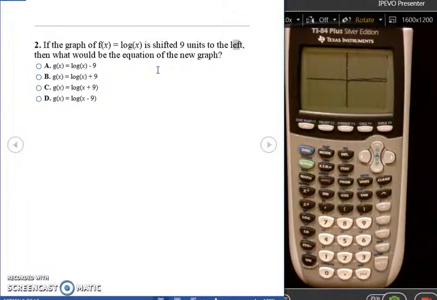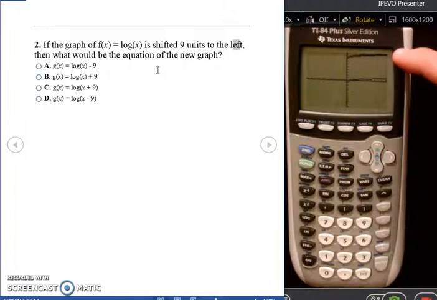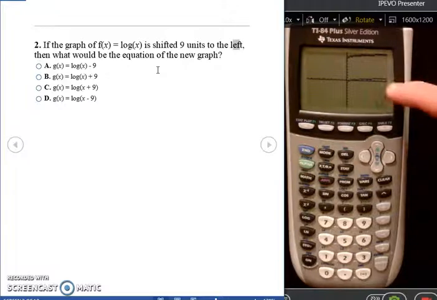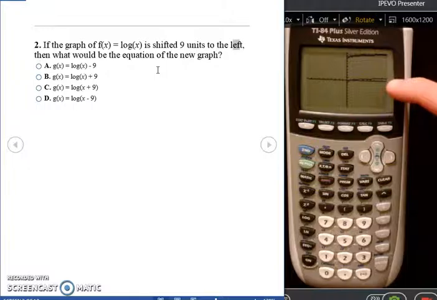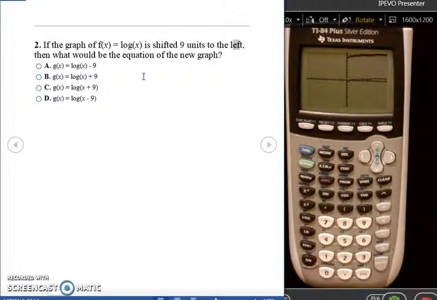So there's my original being graphed, and then there is my second graph, the answer I'm testing out, and from the original skinny to the second graph, the thick, it's shifted up. And so it's not shifted left, so B is not going to be my answer. So I'm going to go ahead and try C.